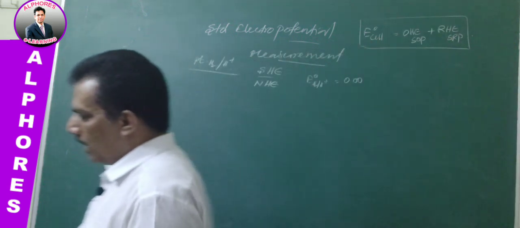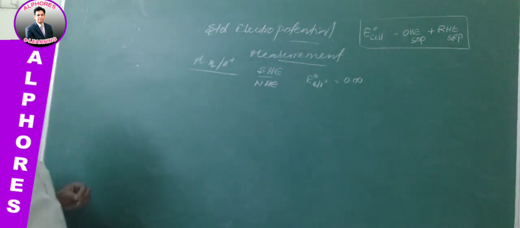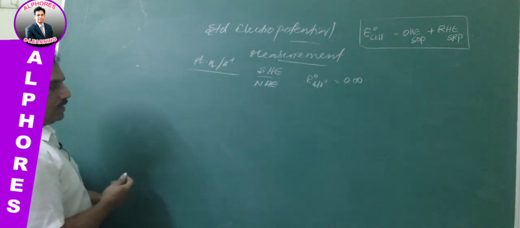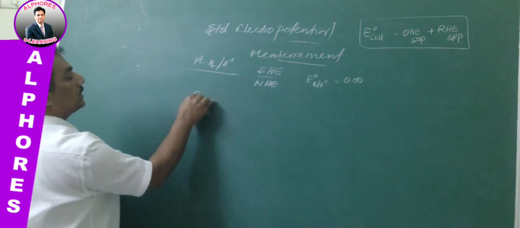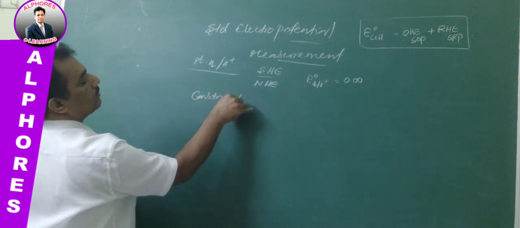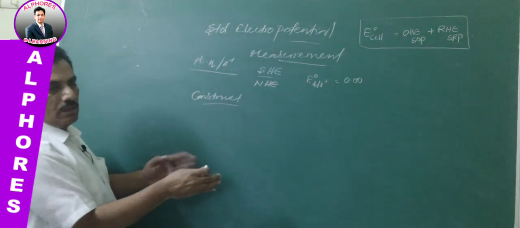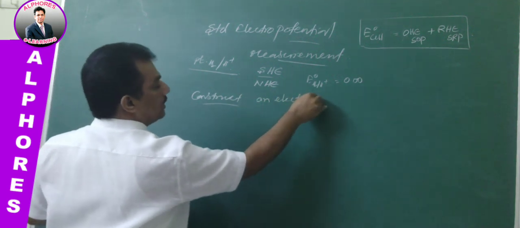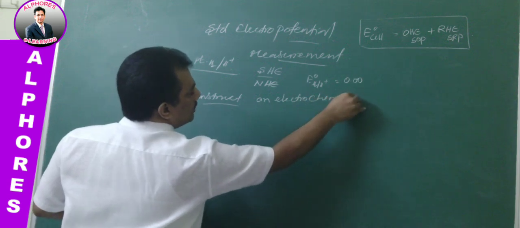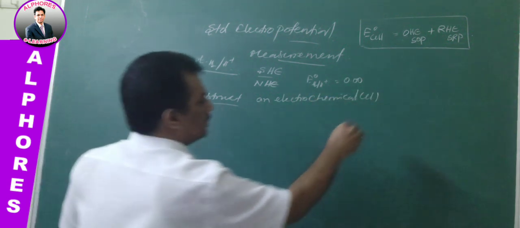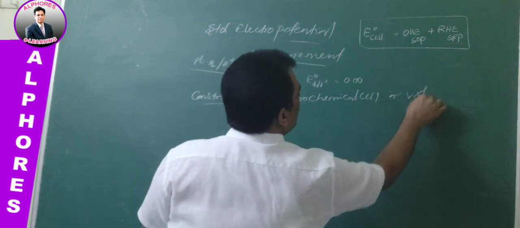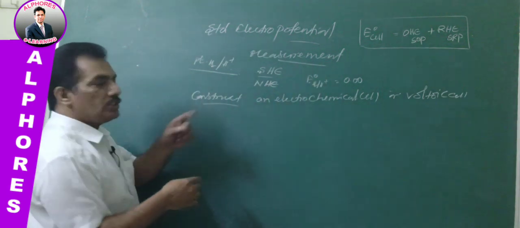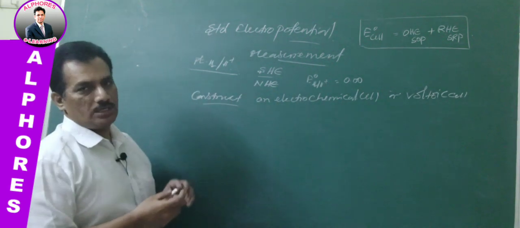Clear? And now, how to measure the electrode potential of an electrode? Just remember, to measure the electrode potential of a given electrode, we should construct, that means we should build, an electrochemical cell, or simply it is also known as voltaic cell, with a known potential electrode, that means nothing but with a reference electrode.